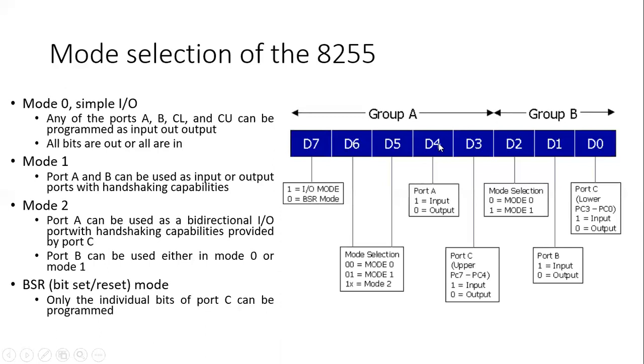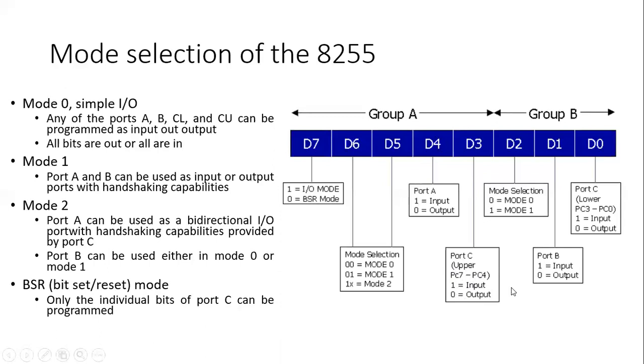Then the D4 bit is for configuring port A. If you want to use port A as input, you will give 1 here. If you want to use it as output, it will be 0 here. Similarly, D3 is for port C upper part. Upper part means bits 7 down to 4. So if you want to configure that particular part as an input, then 1.